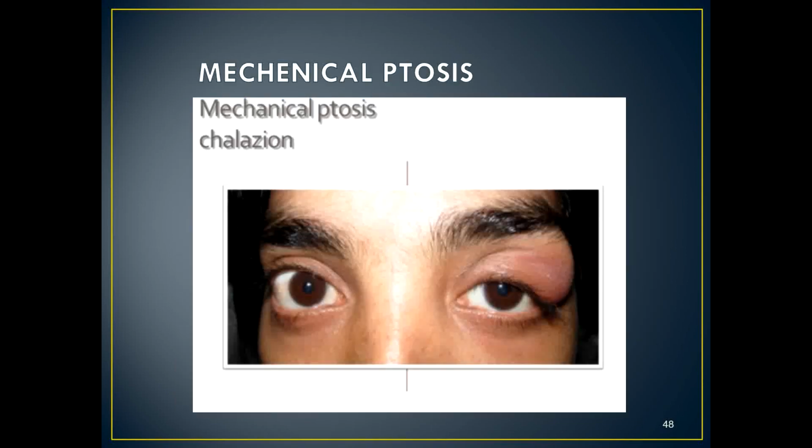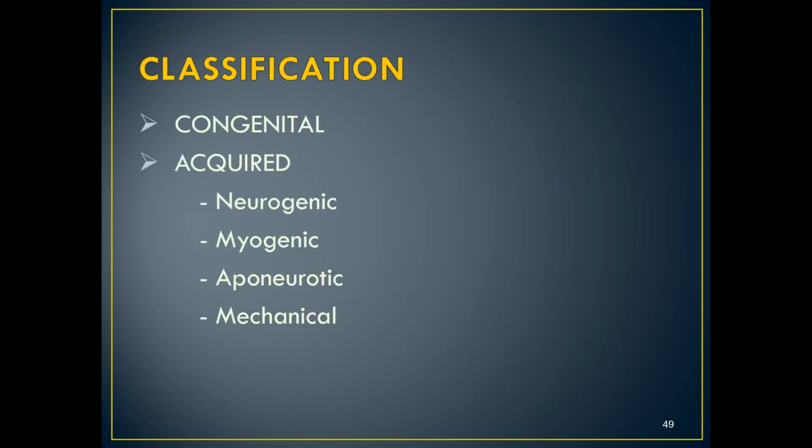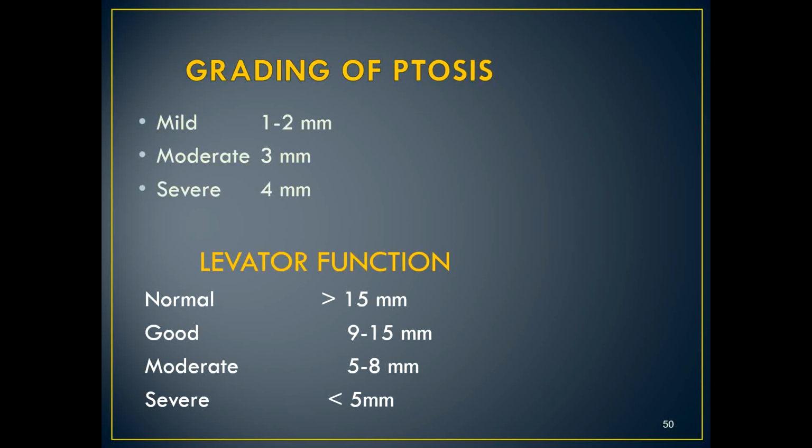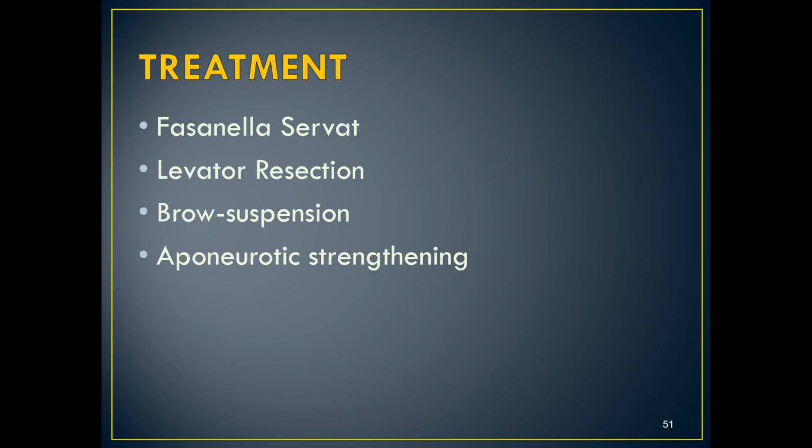Mechanical ptosis. Left eye of the patient is involved due to large lesion or neurofibroma. The upper lid is slightly at the lower level as compared to right. There are different types of ptosis: neurogenic, myogenic, aponeurotic, and mechanical. But you need to identify the patient with the ptosis. Here are grading of ptosis with the levator function. The treatment of ptosis is surgical correction of ptosis.